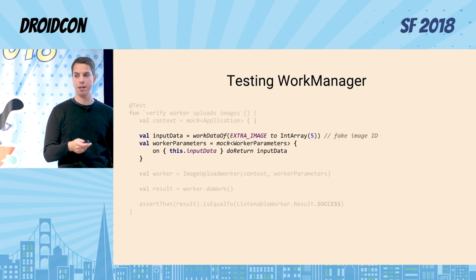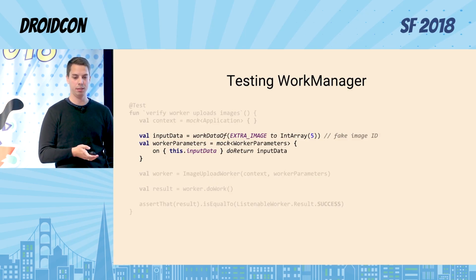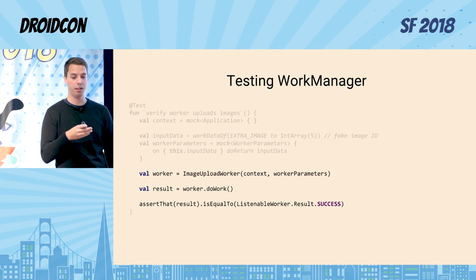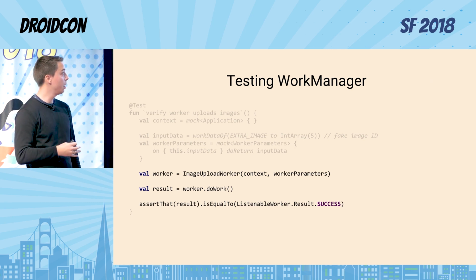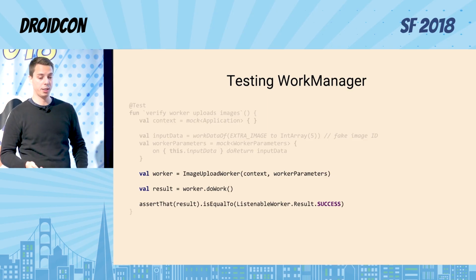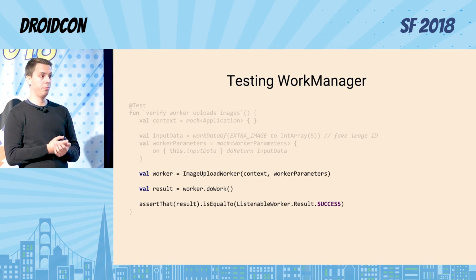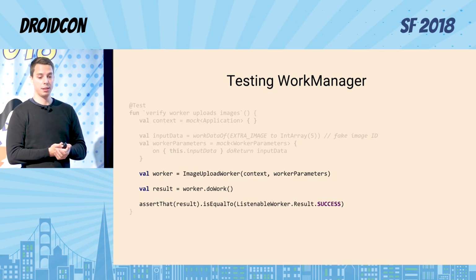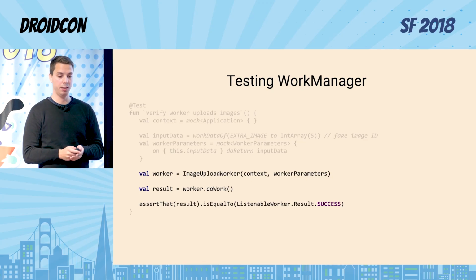I create my fake input data. And after this, I can create my upload worker. I pass in my fake data in the constructor with the context and the worker parameters. And then I just call doWork, where I get a result back. And I can make assertions about the result. This was something that didn't work before, so I'm happy that they changed the API for that.